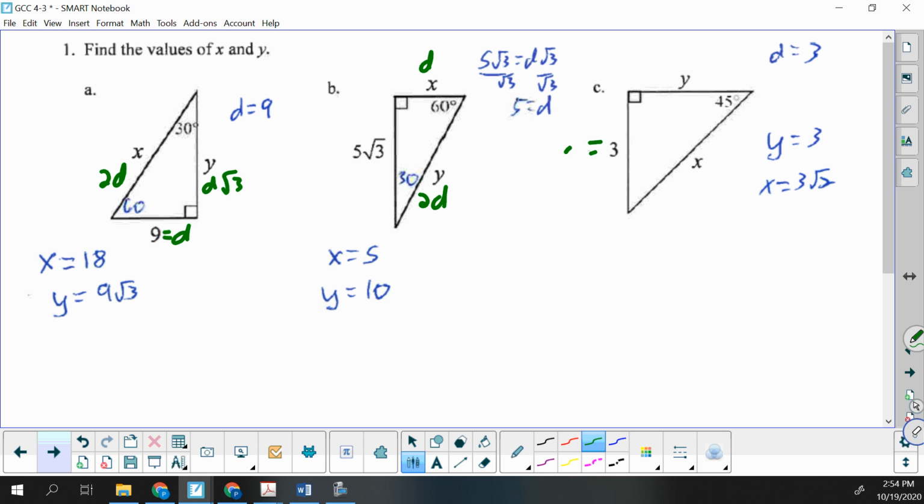D is what's across from the 45. So since this is just D also, Y is 3. And since this is D square root of 2, we get 3 square root of 2.